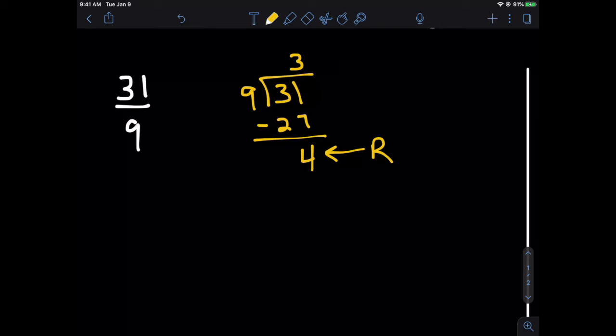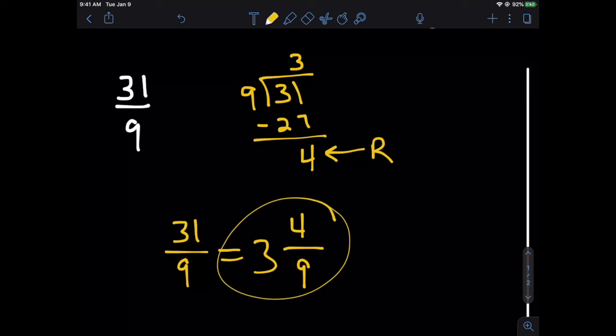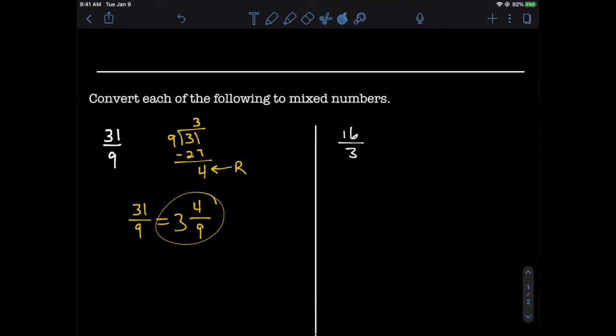To set up our mixed number for 31 over 9, we're going to take a look at the quotient, the number on top there, and that's going to represent the whole number of our mixed number. Our remainder is going to be the new numerator. And then our original denominator, seen here as 9, is going to be our new denominator again. So 31 over 9 is the same as 3 and 4/9.